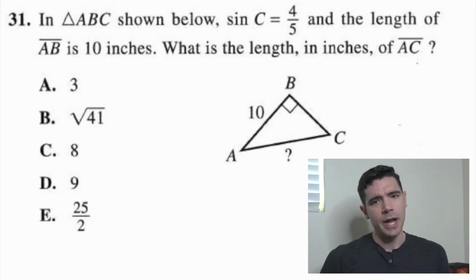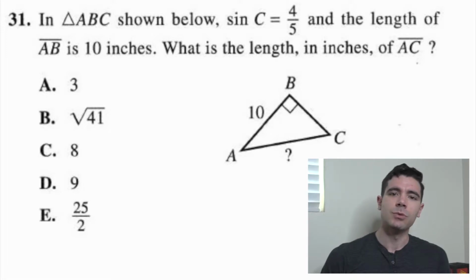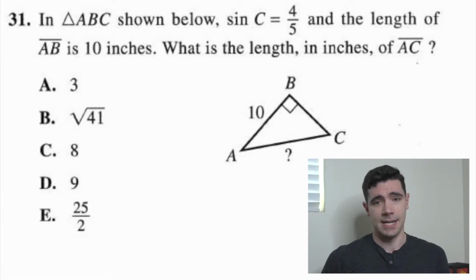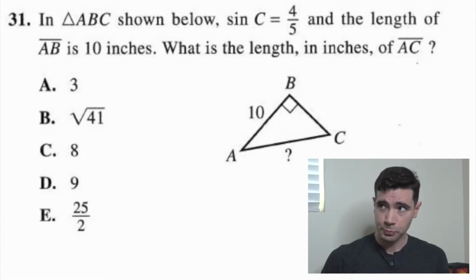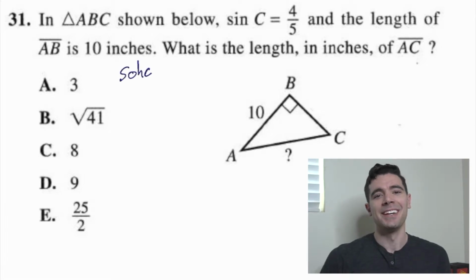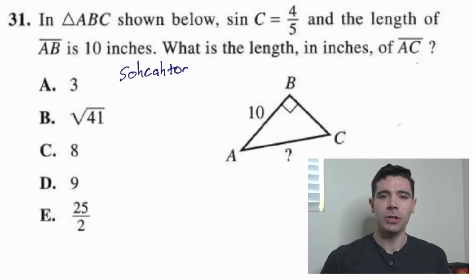It reads, in triangle ABC, shown below, sine of C equals 4 over 5, and the length of AB is 10 inches. What is the length in inches of AC? So, SOHCAHTOA is going to end up being pretty useful here. And what we learned from SOHCAHTOA is that the sine of an angle within a right triangle is equal to the opposite side over the hypotenuse.